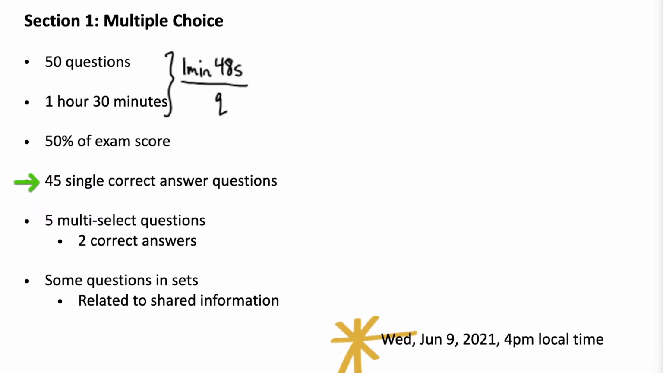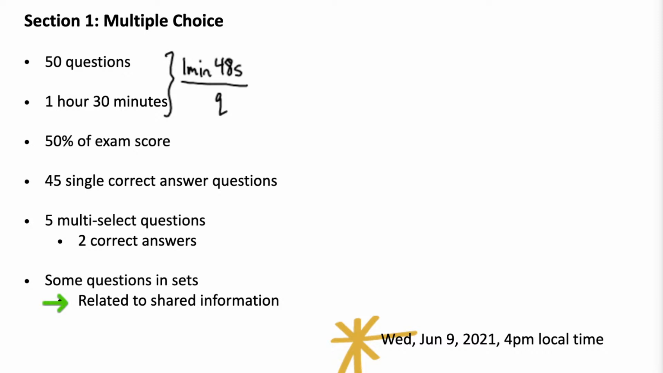45 of your questions will be single correct answer questions. The other 5 will be multi-select questions where 2 of the options are actually correct. Some of the questions will come as a paired set where they have some sort of information that they share in common. And it's important to note that so that way, again, you keep track of the fact that the information relates to a couple of questions.